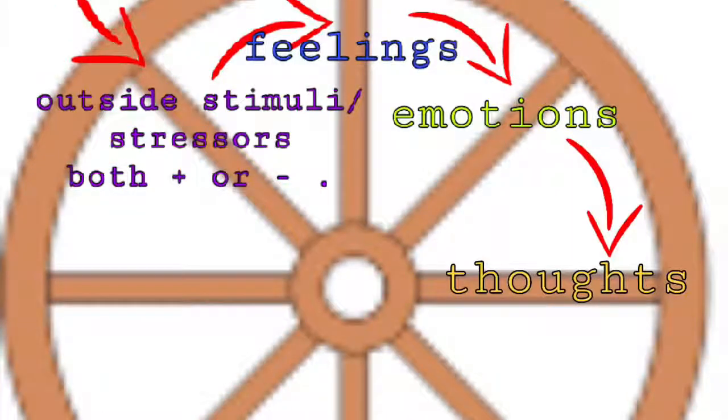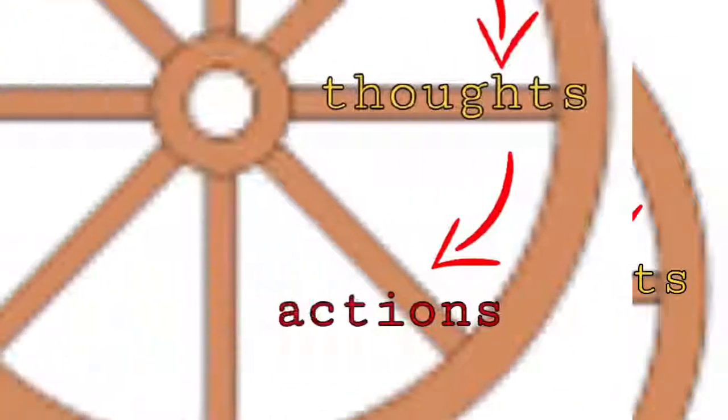From your emotions, you move into your thoughts. Now, these are the things that you think in your mind, the things that you're telling yourself, be they positive or negative. These are the elements of the inner dialogue that you have with yourself. And it's a crucial moment, and you'll see why later.